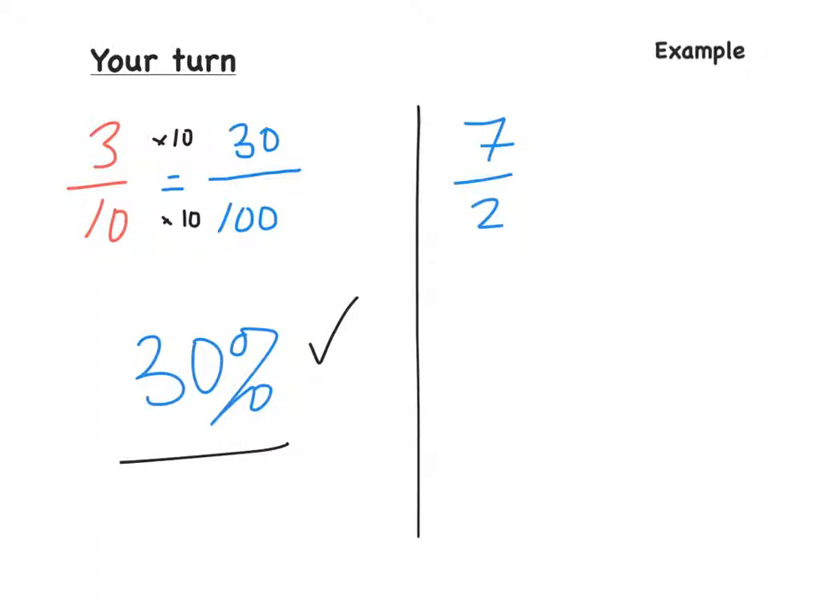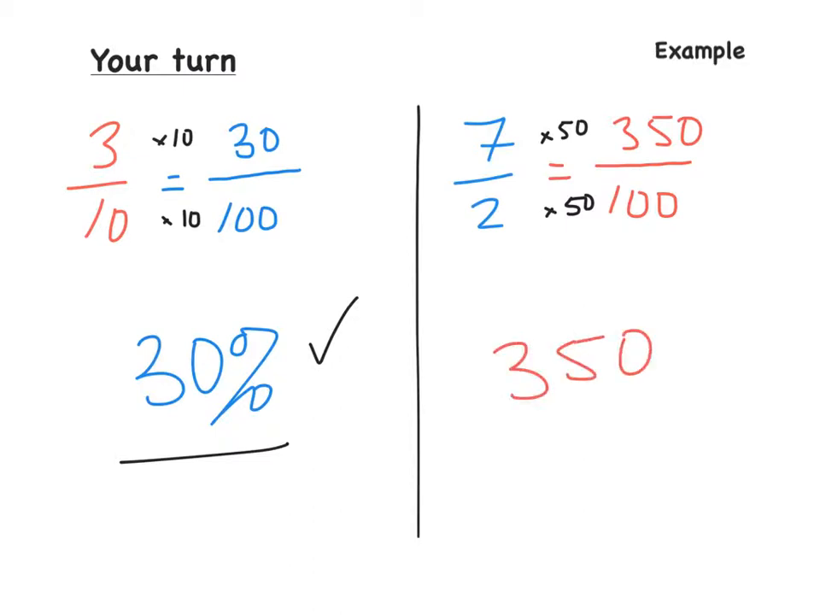Alright, now we have the next one. We have 7 over 2, or we have 7 halves. So let's rewrite this as a fraction over 100. So 2 times what is equal to 100? So 2 times 50 is equal to 100. So whatever we do to the denominator, we have to do to the numerator. So 7 times 50 is equal to 350. So since we have our fraction with 100 in the denominator, 7 halves is equal to 350%.